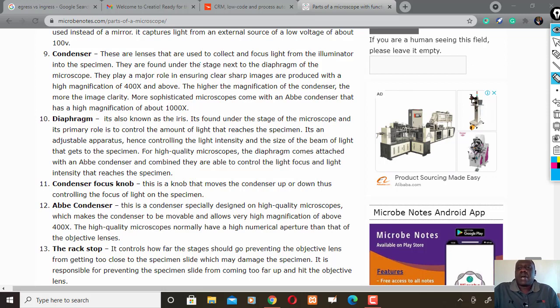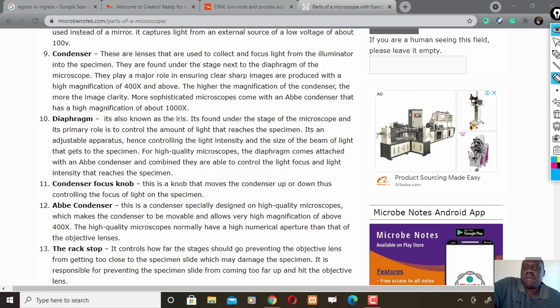Now the next part of the microscope that you want to look at is the condenser focus knob. This is a knob that moves the condenser up or down, thus controlling the focus of light on the specimen. Then the Abbe condenser is a condenser specially designed on high quality microscopes, not on every microscope, and it makes the condenser to be movable and allows very high magnification of above 400 times. The high quality microscope normally have a high numerical aperture than that of the objective lenses.